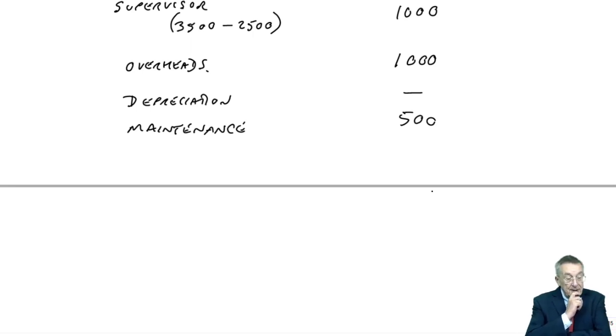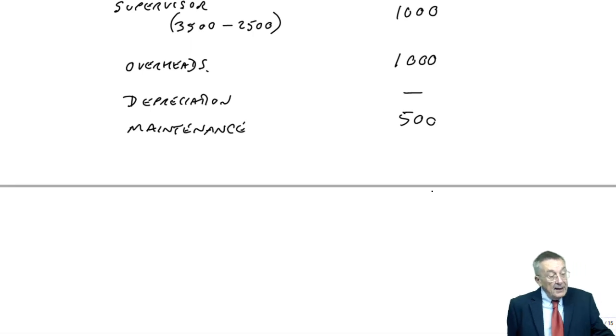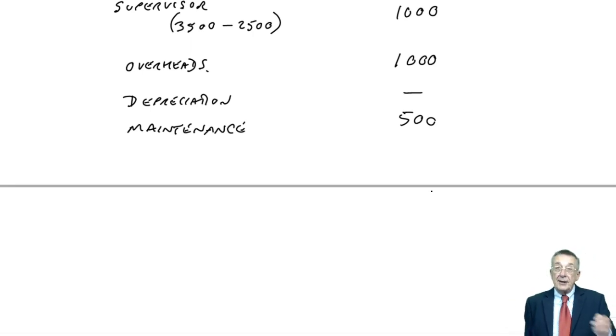Machine overheads for running costs such as electricity are charged at $3 per hour, and it's estimated that 6,000 hours will be needed for the special order. And so you can see where the figures come from on the schedule. The accountant simply said 6,000 hours of electricity, $3 an hour. Fine. There's 18,000.